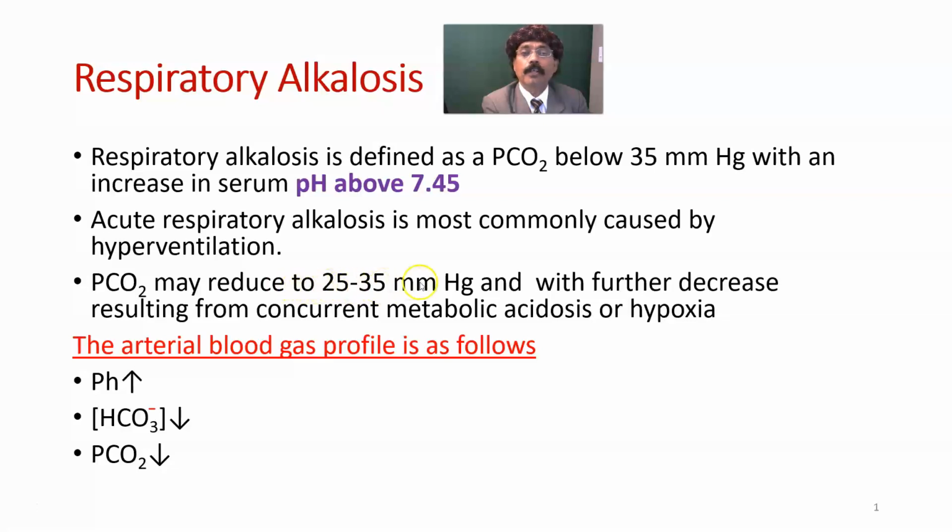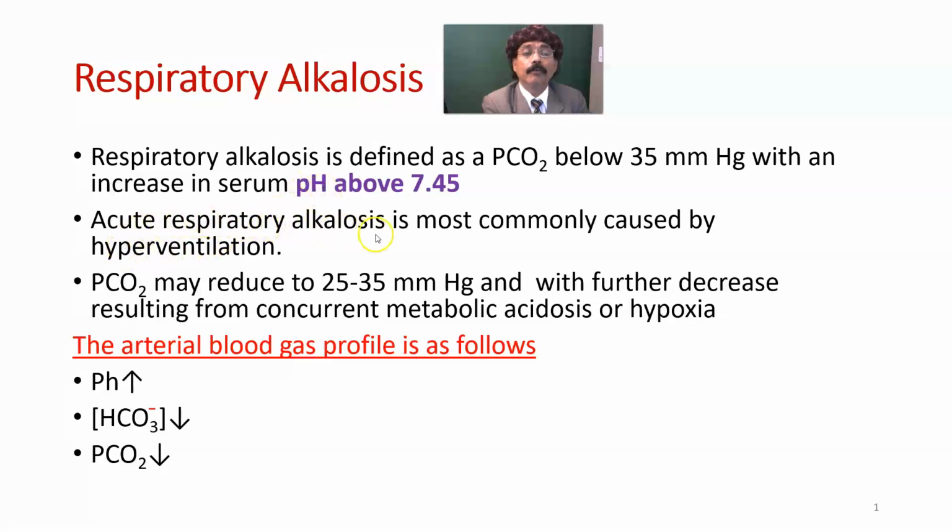Today I will discuss respiratory alkalosis. Respiratory alkalosis is defined as a partial pressure of carbon dioxide below 35 mm of mercury with an increase in serum pH above 7.45. pH is the negative logarithm of hydrogen ion concentration.